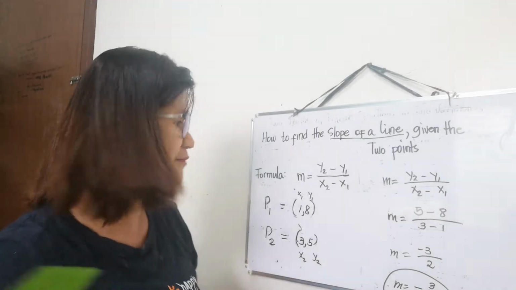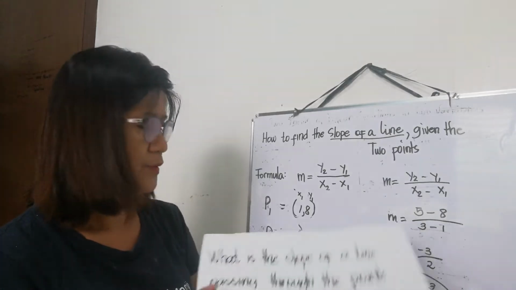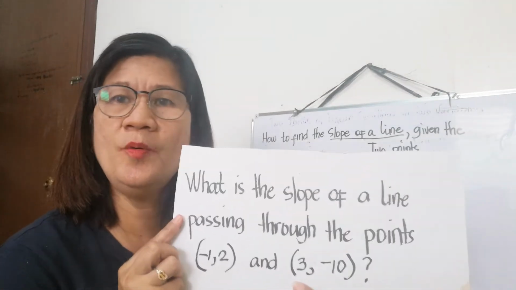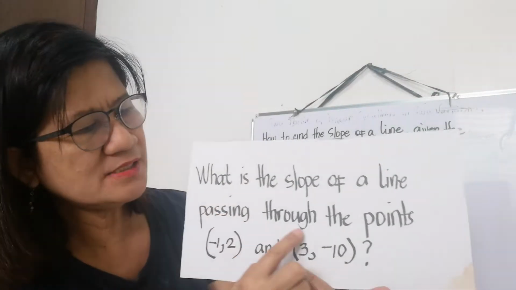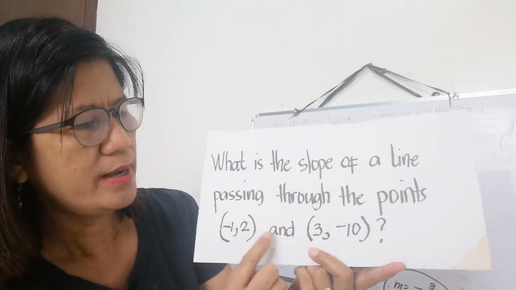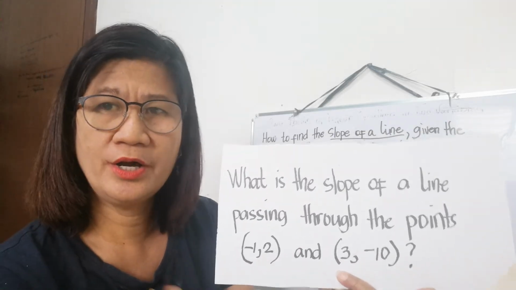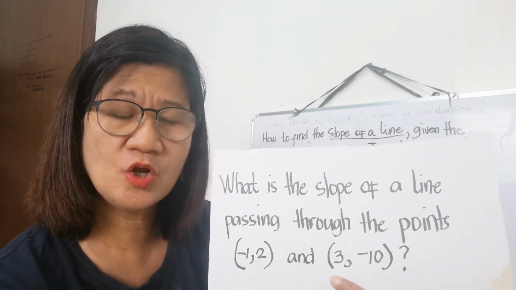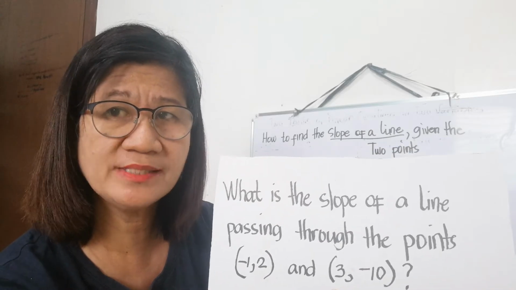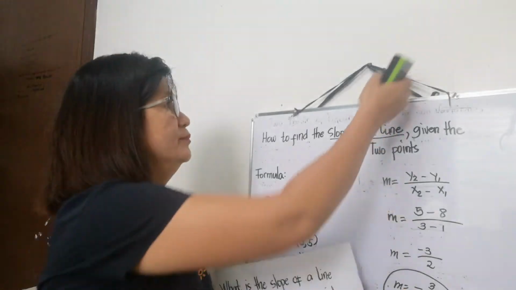Okay? Now let's have another example here. What is the slope of a line passing through the points negative 1, 2 and 3, negative 10? Tandaan natin, if we are asked to find the slope of a line given the 2 points, mahalaga na memorize ninyo yung formula. Okay?